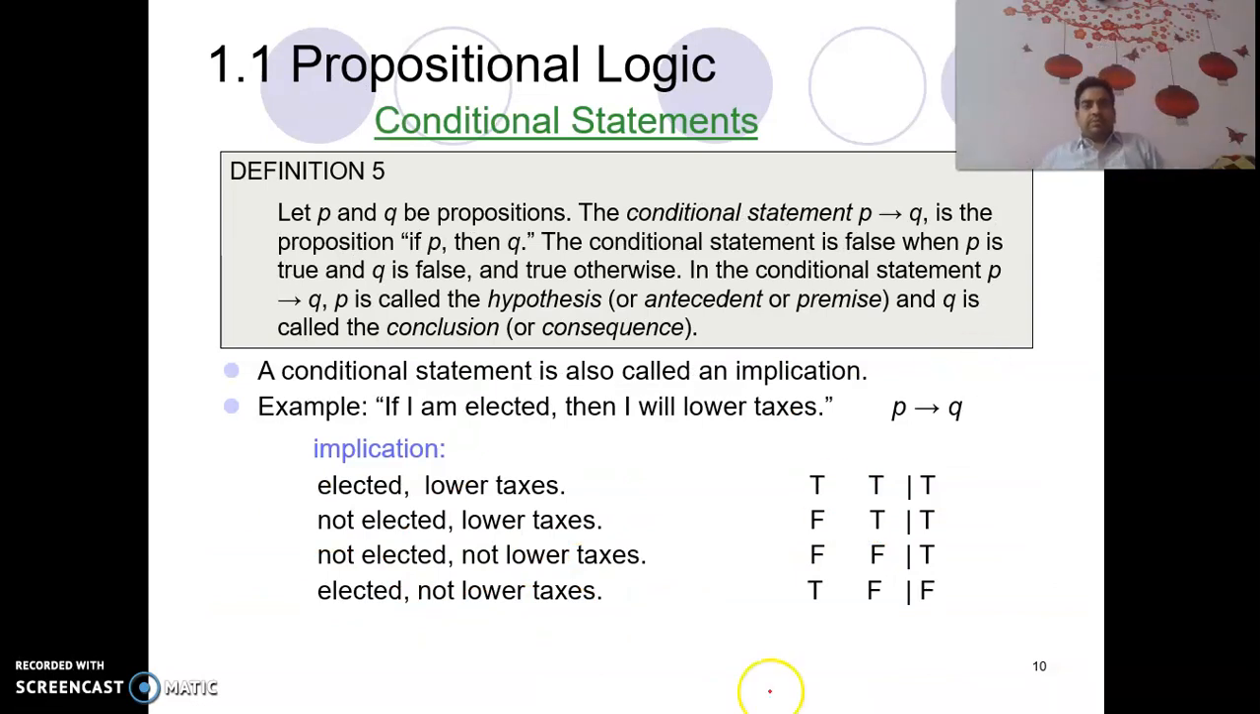In the next lecture, we will talk about the conditional statements, and we will deal with the conditional statement that is known as implication also.